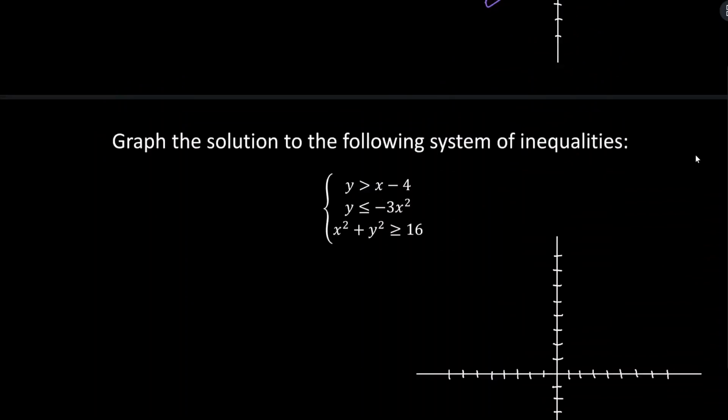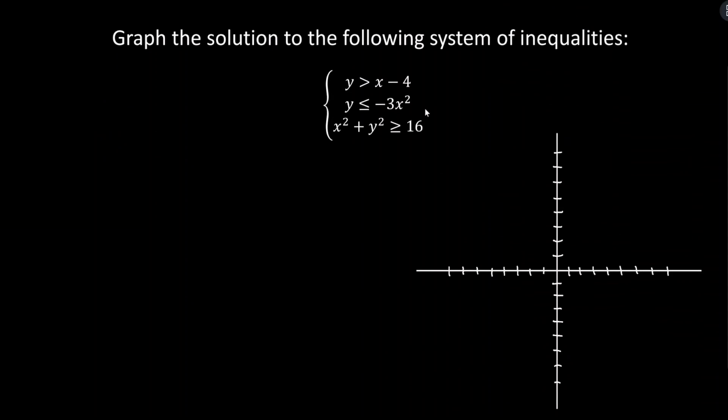Let's do one last example here. Y is greater than x minus 4. And again, I'm going to go ahead and do this in purple, and it's already written in perfect form to where off to the side I can write y equals x minus 4 and just make sure I do a dotted line and shade above.